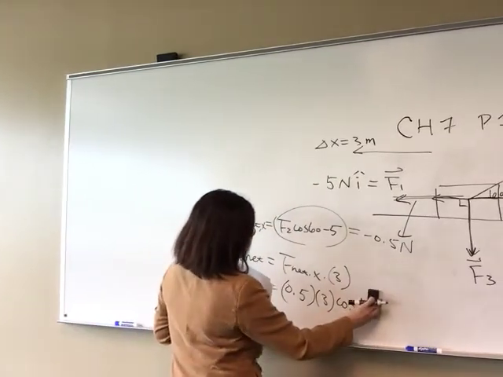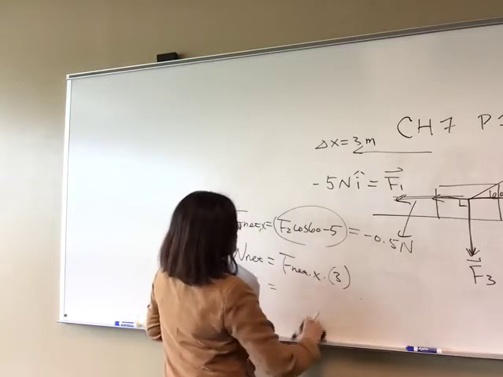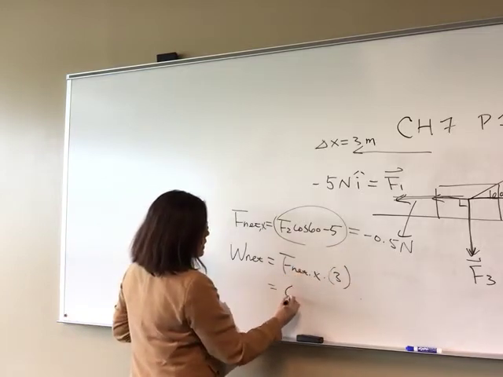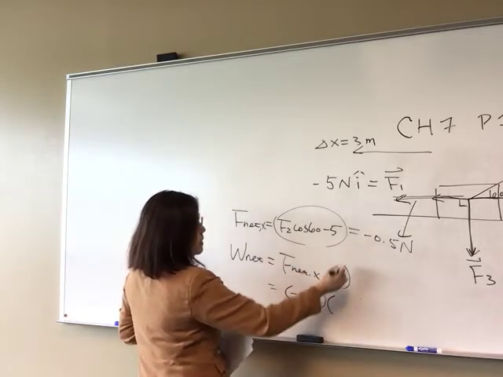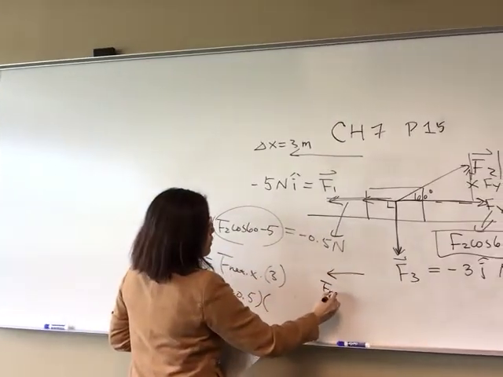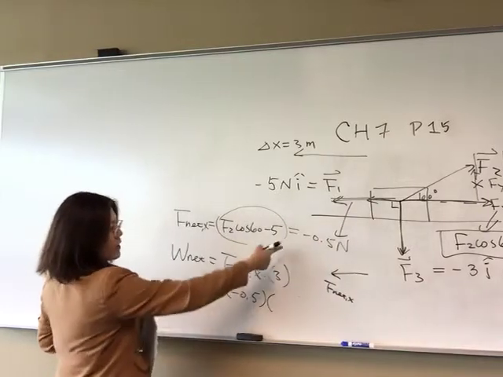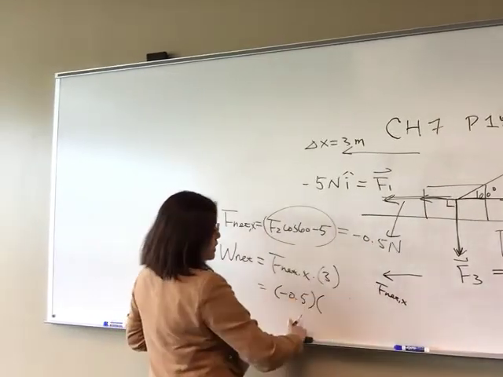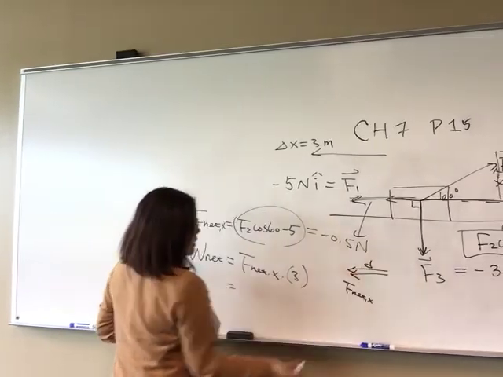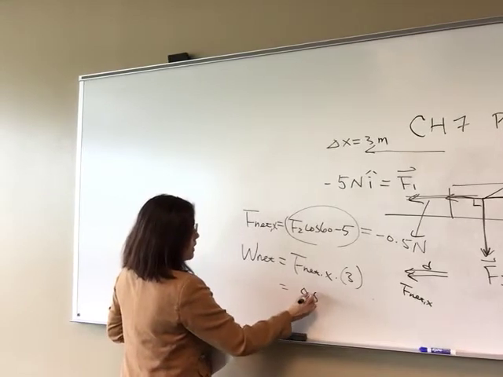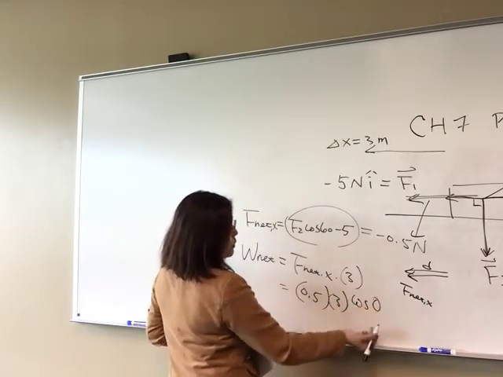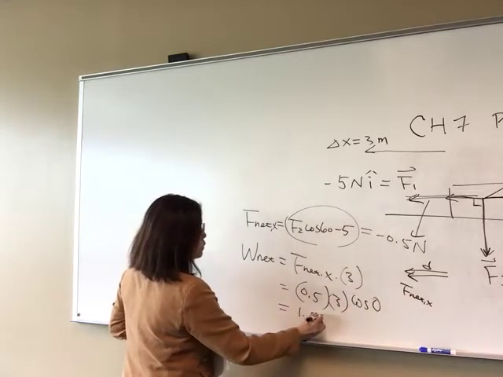So, wait. Let's see. You have net force, which is negative 0.5, and that is the direction of the net force. Okay, let's put it that way. Because you got a negative sign here, the net force is leftward, and the displacement is also leftward. So we just use the magnitude 0.5, times 3, times cosine of the 0 degrees between them. So you got 1.5 joules.